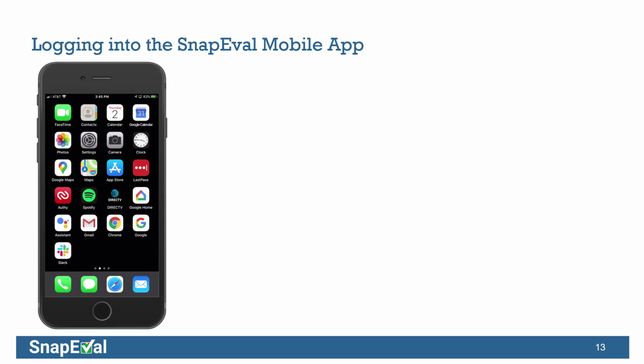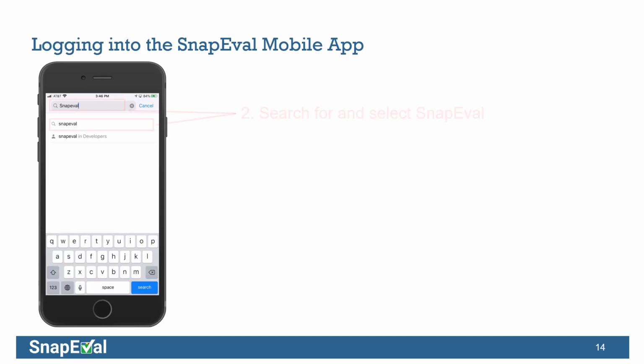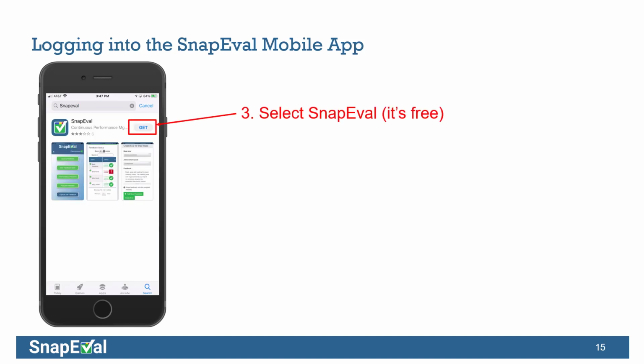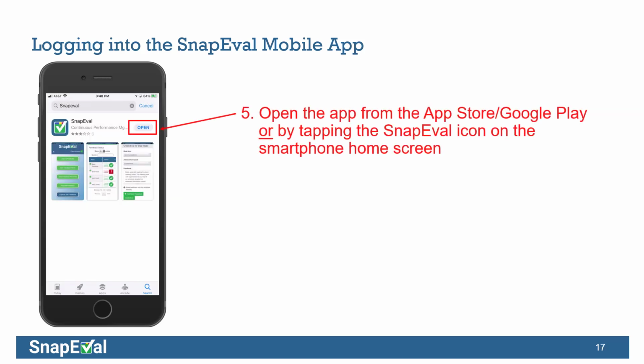Now let's talk about logging into the SnapEval Mobile App. To start, open the Apple App Store or Google Play on your smartphone. Search for and select SnapEval. Then select the SnapEval application. Click the Install button to install the SnapEval application. Now that you've successfully installed the SnapEval app on your smartphone, you can either launch it from the App Store or Google Play, or you can go to your smartphone's home screen and launch it there.